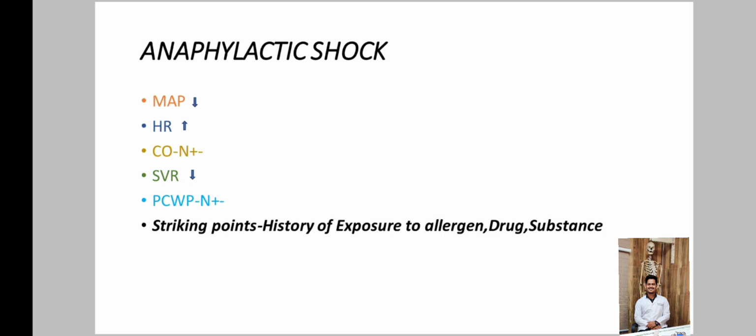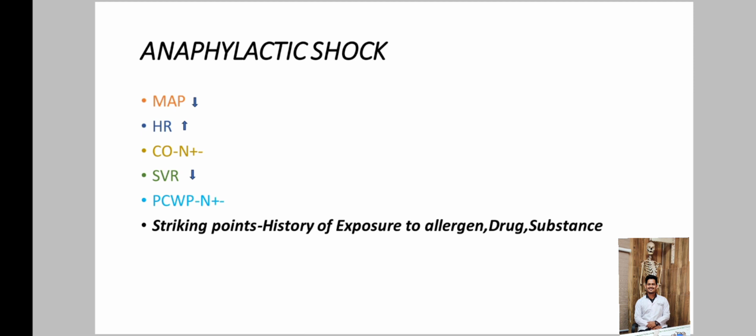Now comes a special one. As I have told you before, anaphylactic shock, neurogenic shock and septic shock come under a specific category, that is the distributive shock, because in almost every one of them the systemic vascular resistance is decreased. Thus there will be increased pooling of blood in the peripheries.